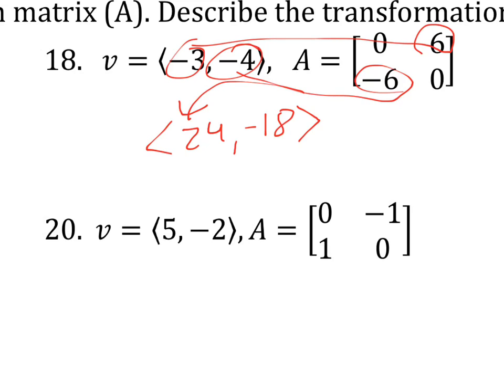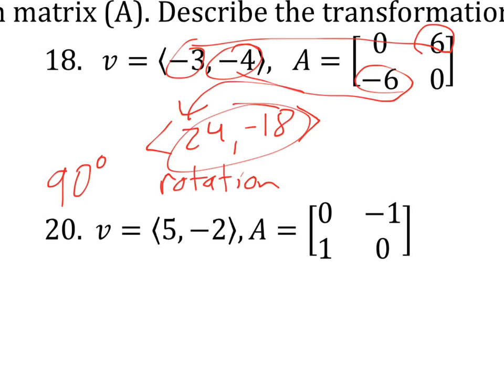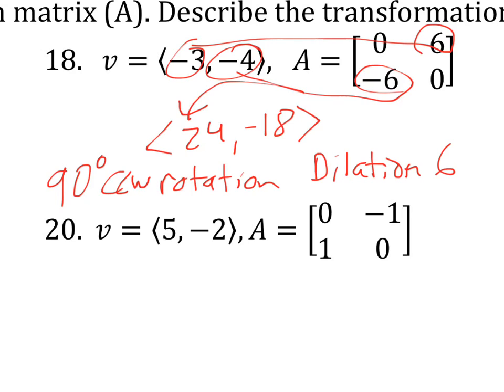And when you change the order, you change the sign on one of them. That is a 90-degree rotation. And I notice I started out at negative, and I went to positive, negative. That's going from the third quadrant to the fourth quadrant, which would be a counterclockwise rotation. And it's also got a dilation by a factor of 6. So this one has a couple of transformations going on between those two.